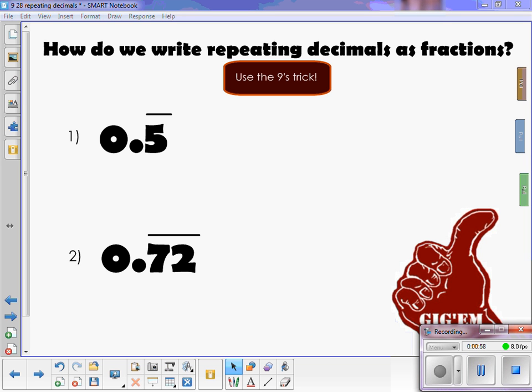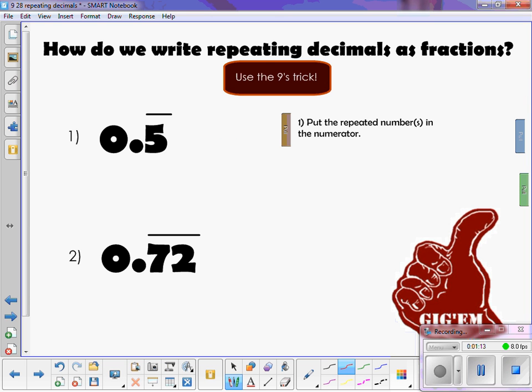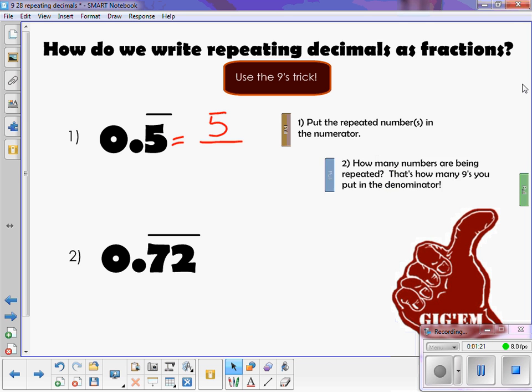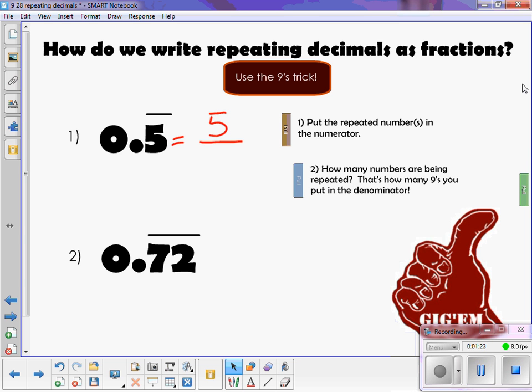So you see in problem number 1, you need to write that down, 5/10 being repeated. So the first thing you want to do is to put the repeated number or numbers, in this case there's just one number being repeated, you put that in the numerator of your fraction. Okay, so this would have a 5 in the numerator. Then figure out how many numbers are being repeated. So again, we just have one number being repeated here in this problem. So that's how many 9s we want in the denominator. So we're going to put 1 9 in the denominator.